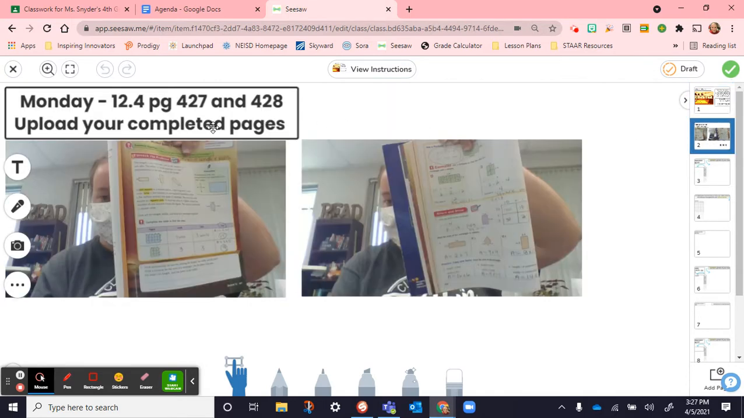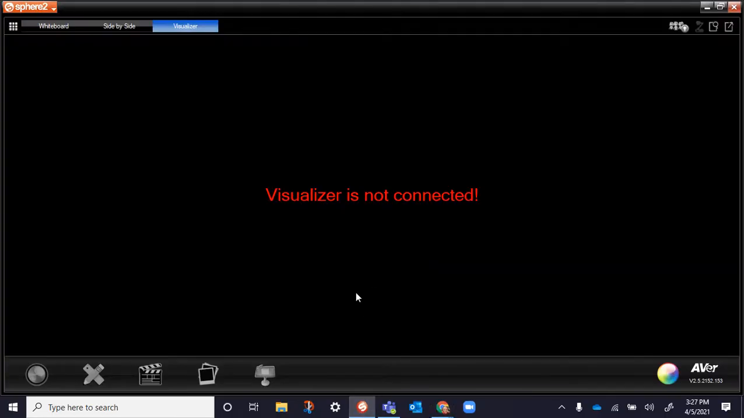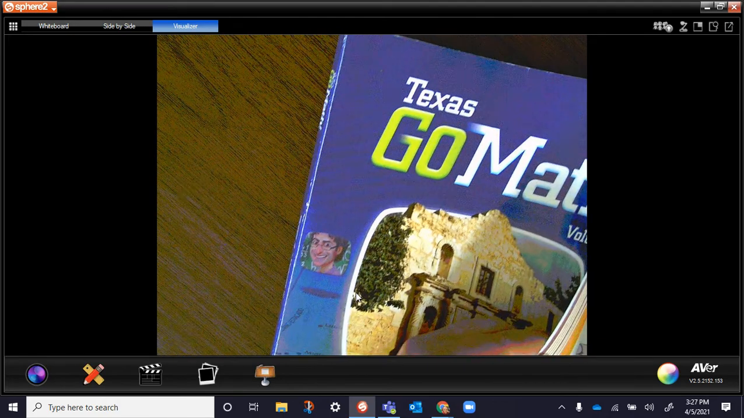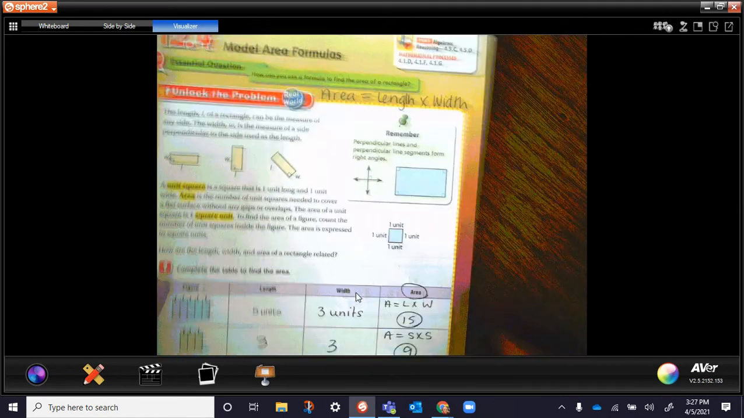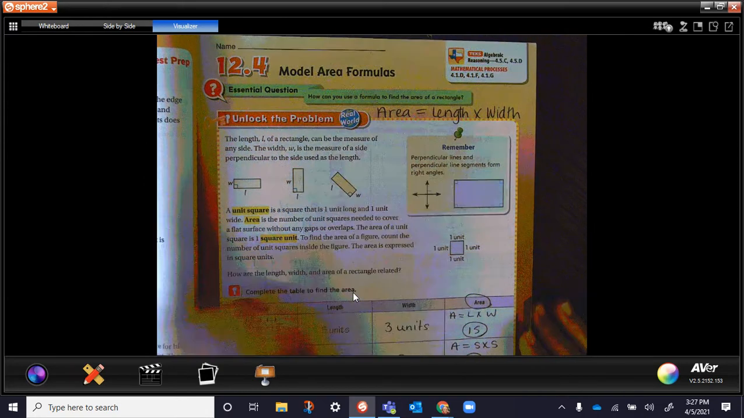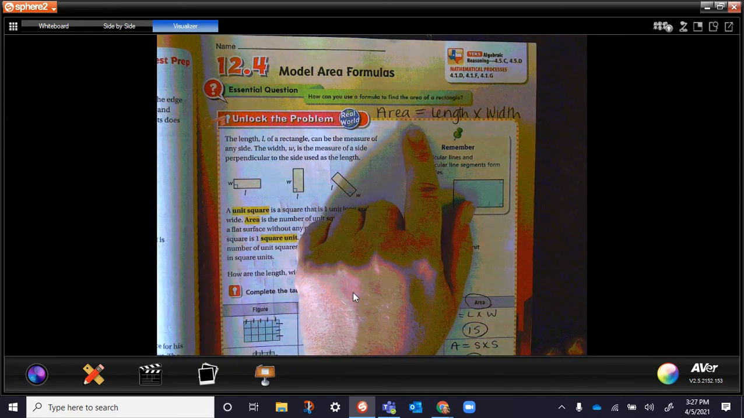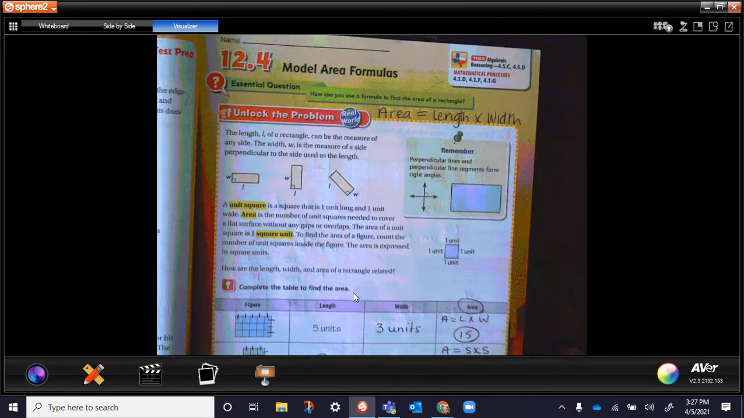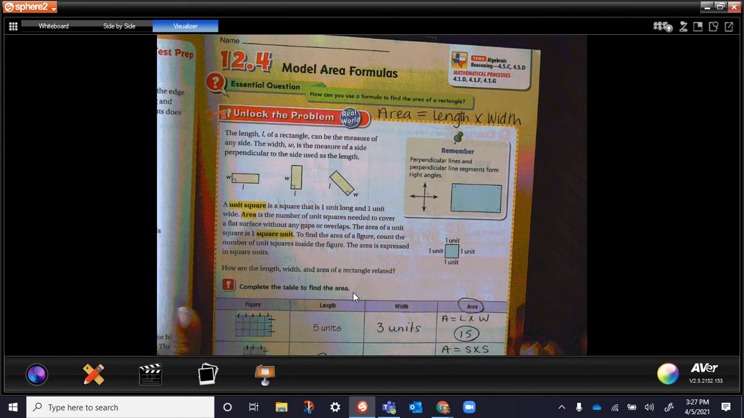On page 2, we worked on 12.4, page 427. So go ahead, open up your book to that. All right, 427. So 12.4 model area formulas. So this formula, length times width, we kept going back to that formula and referencing that.